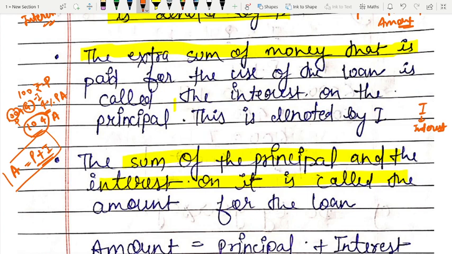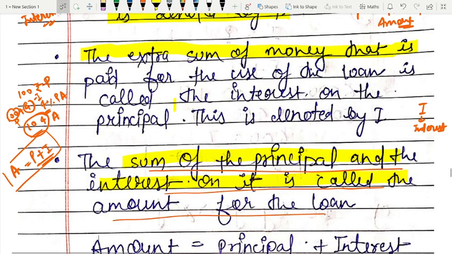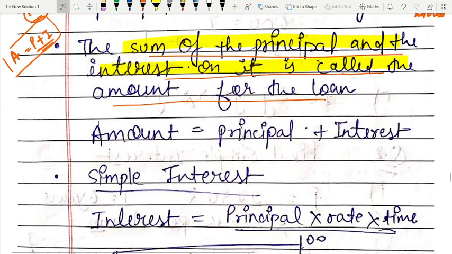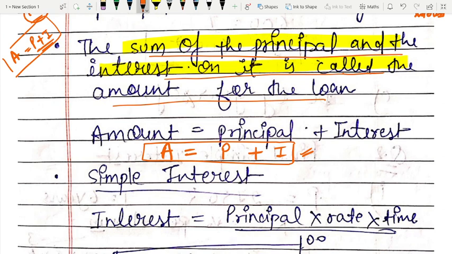It is given here that the sum of principal and the interest on it is called the amount for the loan, and the formula for the amount is equal to principal plus interest. We can write it as capital A equals capital P plus capital I. We will use this formula in this form, and you should recognize very quickly that A is our amount, P is our principal, and I is our interest.